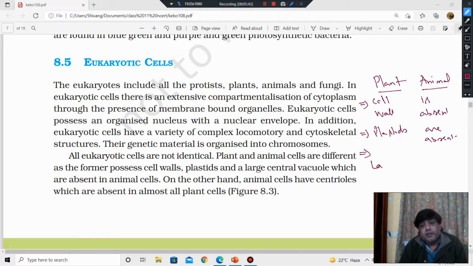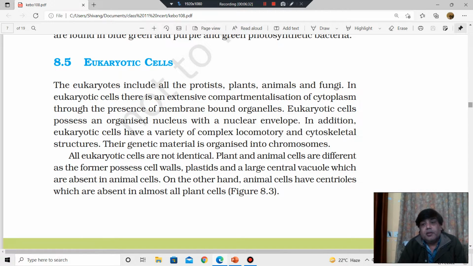Okay, a large central vacuole is present in plant cell. Central vacuole is present in animal cell but not large. So large central vacuole is not present in animal cell. And centriole is present in animal cell and centriole is absent in plant cell. So these are the differences between plant cell and animal cell, and both plant cell and animal cell are types of eukaryotic cell. So all the eukaryotic cells are not identical to each other. There is some difference between animal cell and plant cell. On the other hand, animal cells have centrioles which are absent in almost all plant cells.